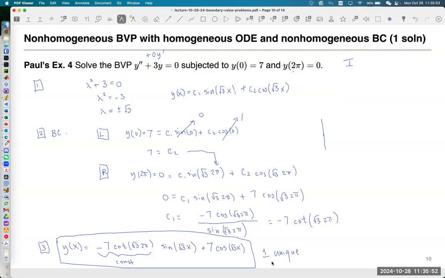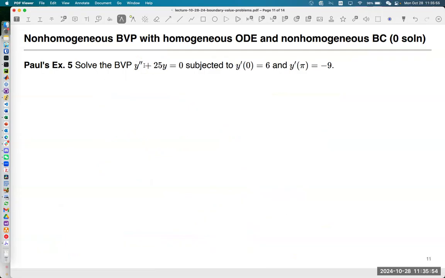Okay, another practice problem. So solve this BVP. So this is y double prime plus 0y prime plus 25y. So we have general solution. We have lambda squared plus 25 is equal to 0. So lambda should be equal to plus or minus 5i. So the general solution would be C1 sine of 5x plus C2 sine of 5x. No, cosine of 5x.